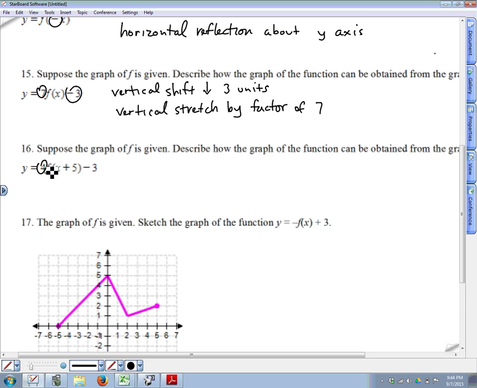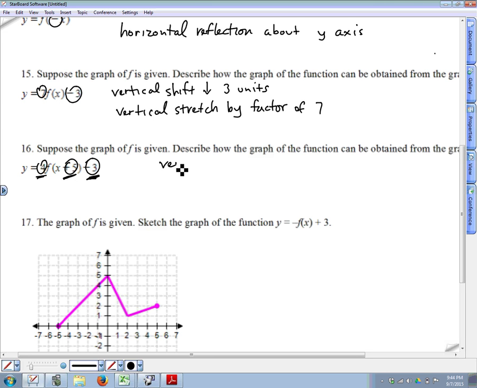Okay, question 16. We've got 4, we've got a plus 5, and we've got a minus 3. So it's actually a very similar situation with the 4 here and then the negative 3 here, but the difference here is we have an x plus 5. The plus 5 is inside of the function. Anything that occurs inside of the function affects the x value, or the horizontal component of the graph. And because it's adding or subtracting, it's just going to be a straight up shift. It's not going to change the shape, it's just going to move the graph, as does this minus 3. But this is a vertical shift, the minus 3. Plus 5 is a horizontal shift.